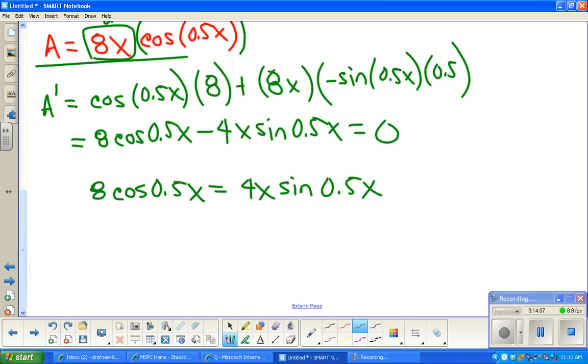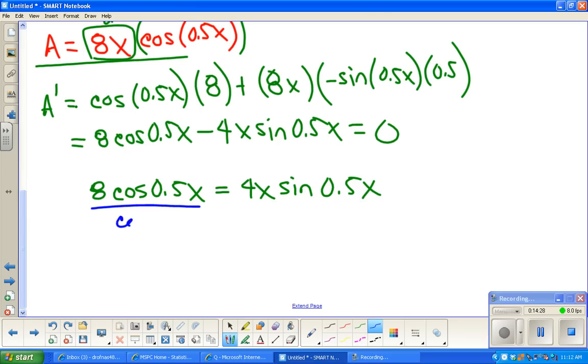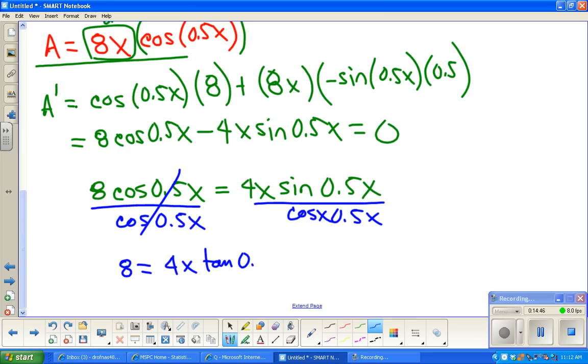Maybe I didn't want to do it that way. I don't know if I wanted to do it that way. I don't like that. Okay, so this looks the same. And I'm going to factor out. No, there's nothing to factor out. I don't know, what do I want to do to solve this? All right, so this is not a trivial little equation to solve. I'm going to go ahead and divide both sides by cosine. And so when I do that, you're not going to like me if I do that all at once. So 8 equals 4x tangent of 0.5x.